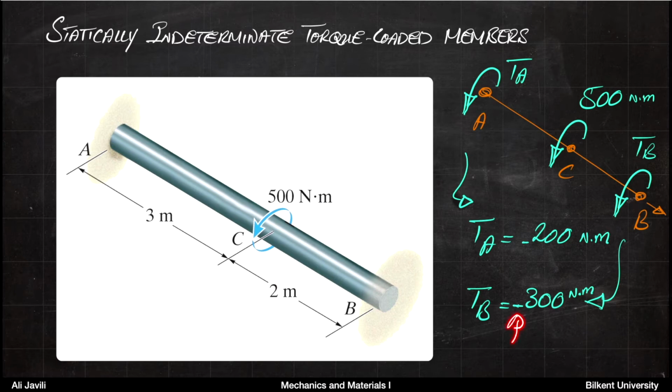And then again, the minus simply shows that the directions that we had assumed here are not correct, which makes perfect sense because the torque you applied externally is, let's say, counterclockwise. So in order to cancel that, you would need torques that are clockwise. So that's why you get the minus.